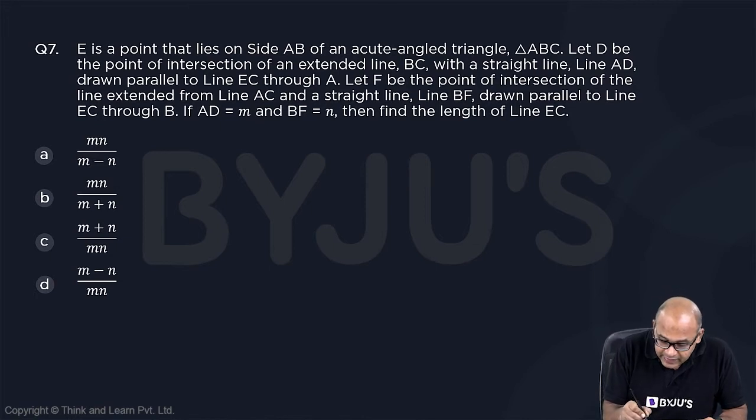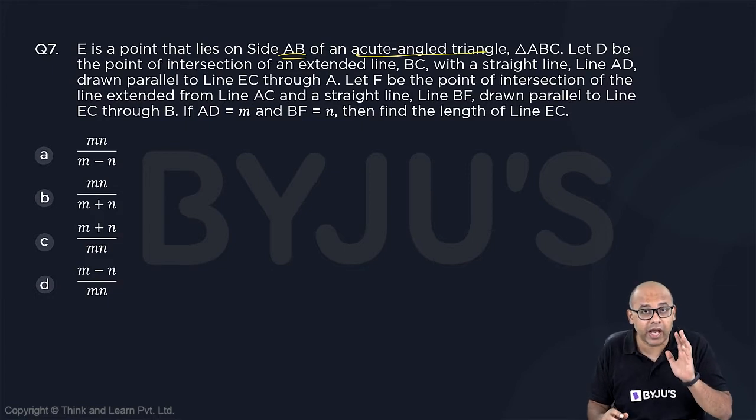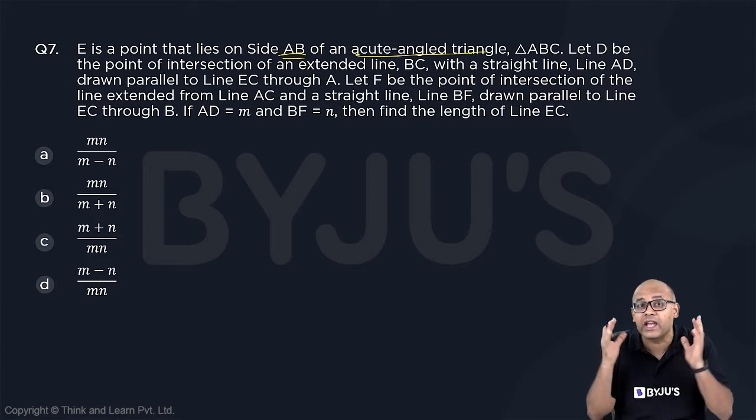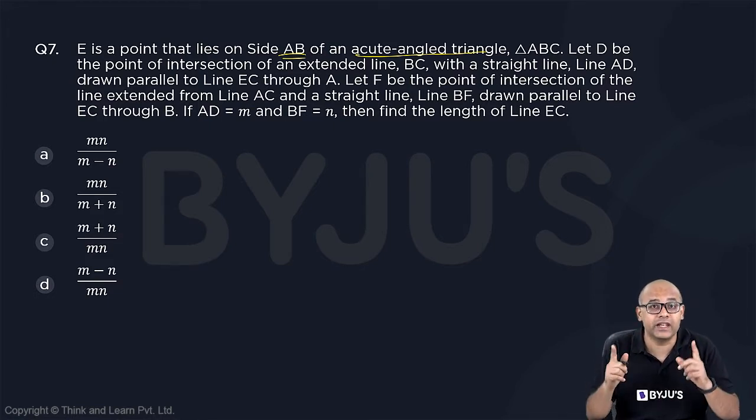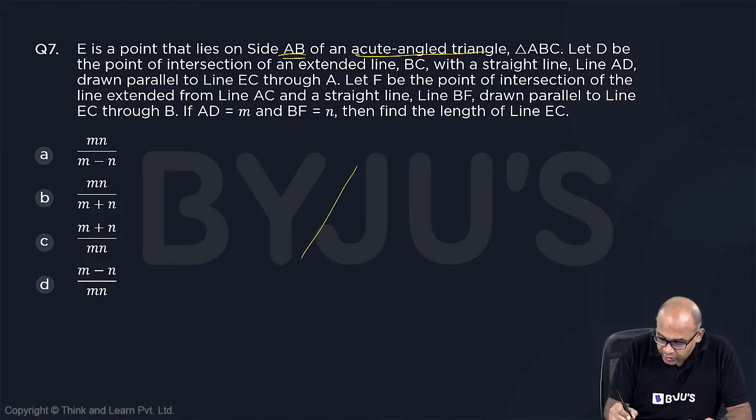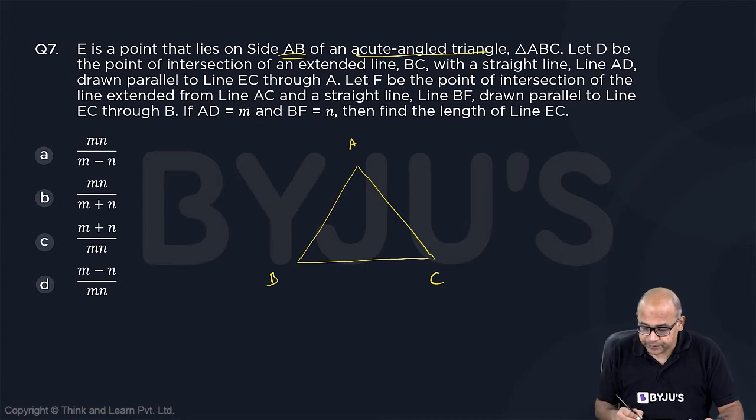They're saying E is a point that lies on AB of an acute angle triangle. So they're just mentioning acute angle triangle. You can take any acute angle triangle. I will take the best possible acute angle triangle, which is an equilateral triangle. So let me draw an equilateral triangle like this. So this will be A, this will be B, and this will be C.